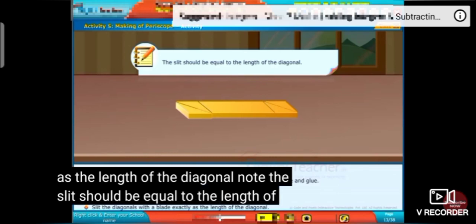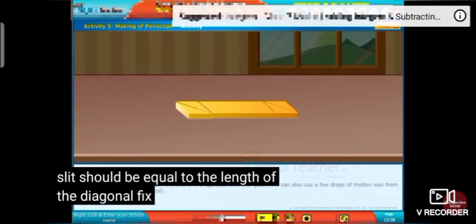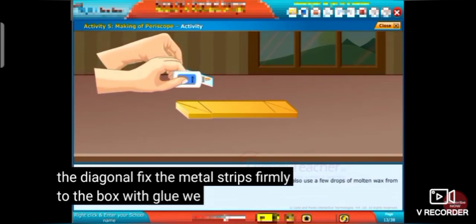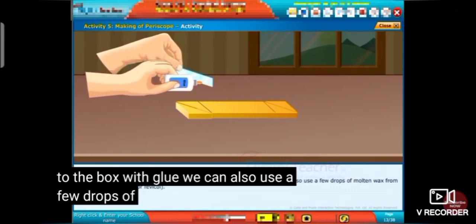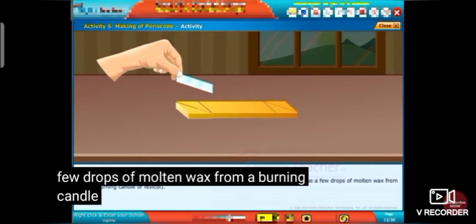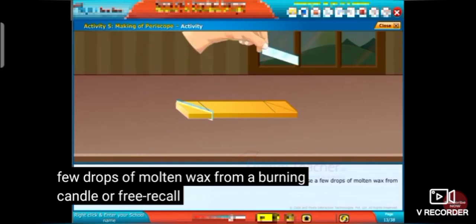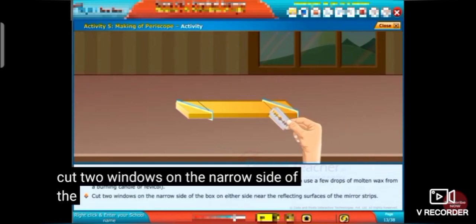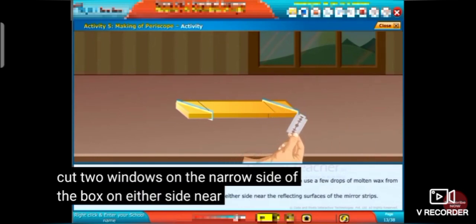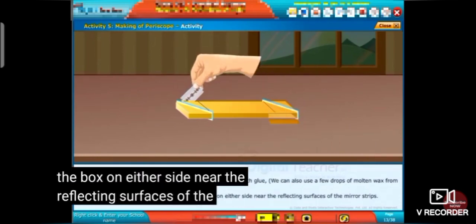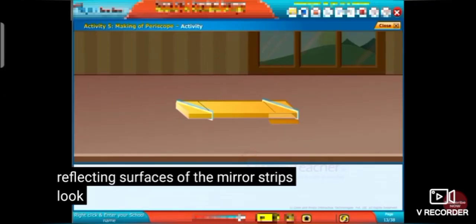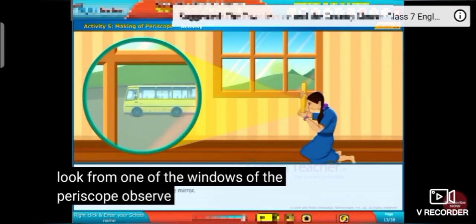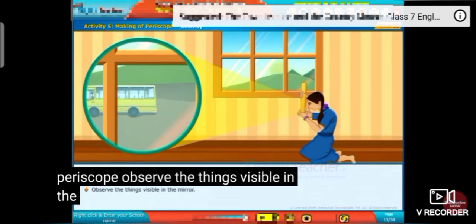Fix the metal strips firmly to the box with the glue. We can also use a few drops of molten wax from a burning candle or Fevicol. Cut 2 windows on the narrow side of the box on either side near the reflecting surface of the mirror strips. Look from one of the windows of the periscope. Observe the things visible in the mirror. Yes, periscope uses the laws of reflection.